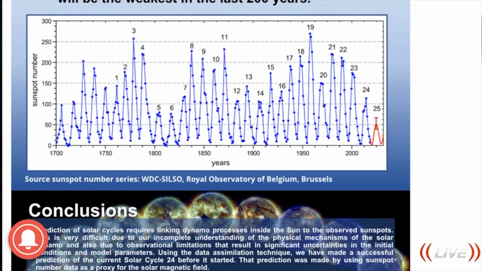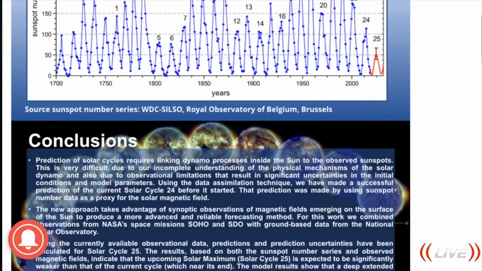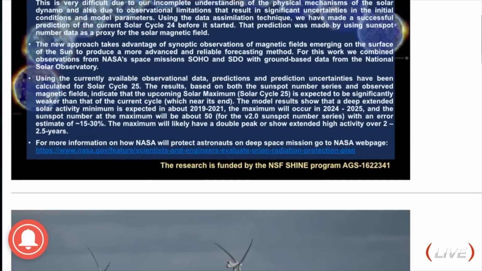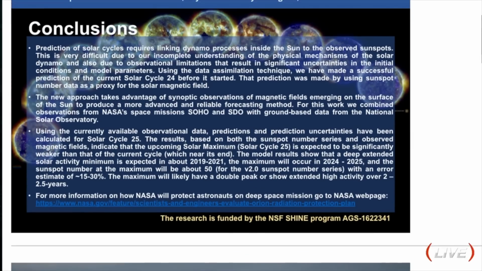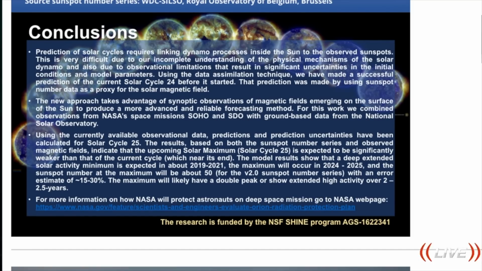And here's another simulation of what's to come for solar cycle 25. According to this forecast, upcoming solar activity will be the weakest in the last 200 years. Once again, confirming what they wrote in that article. And here we go. Conclusions. Predictions of solar cycles requires linking dynamo processes inside the sun to observe sunspots. This is very difficult due to our incomplete understanding of the physical mechanisms of the solar dynamo, and also due to observational limitations that result in significant uncertainties in the initial conditions and model parameters.